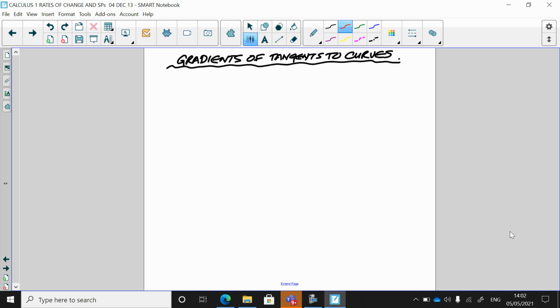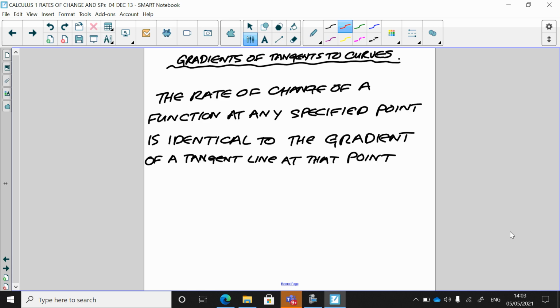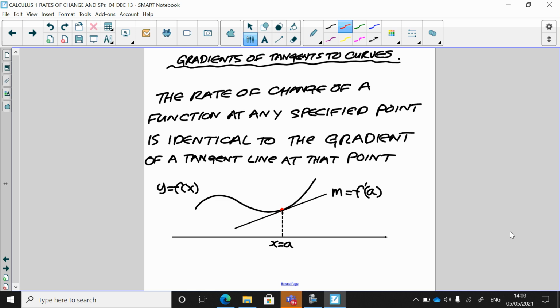Some of us might have looked at this type of thing before, but that may have been a while ago, and we are looking at applications, so we need to bring it back on board. Here we've seen the gradients of tangents to curves, so just maybe get a little picture here.